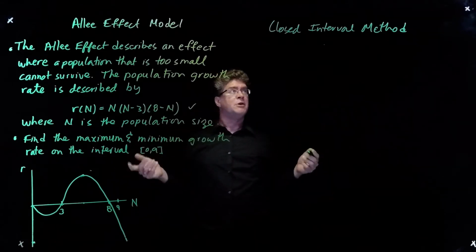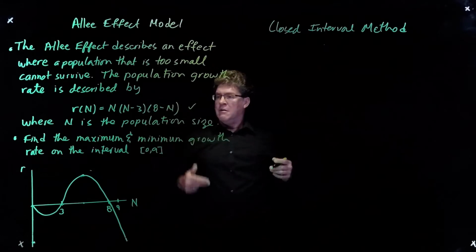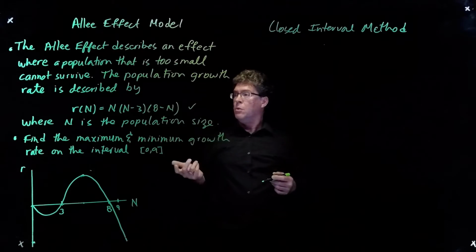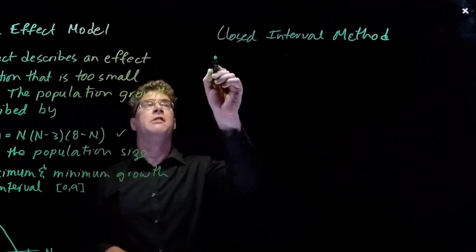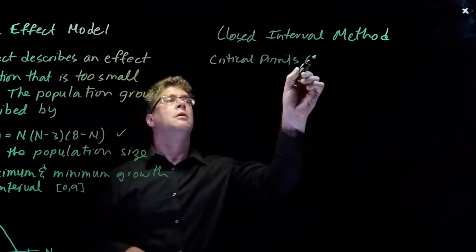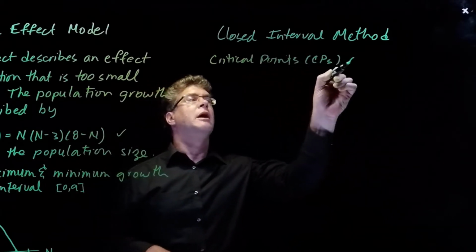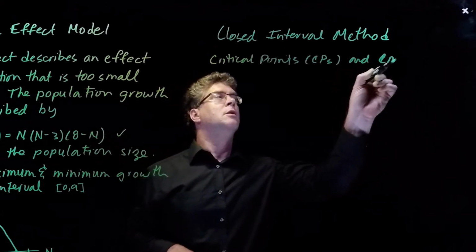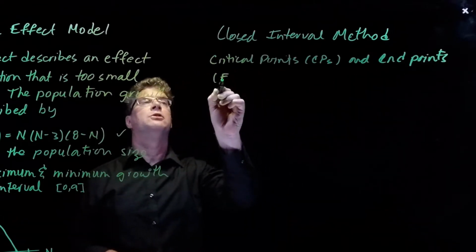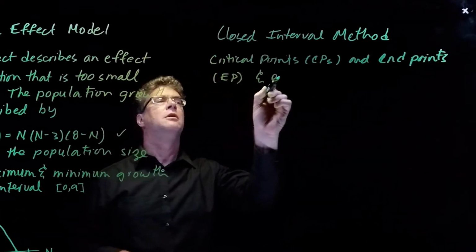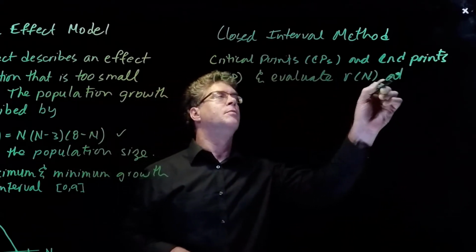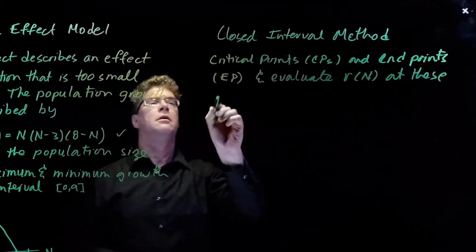So we want to use the closed interval method because our function is a continuous function defined on a closed interval. And so what we can do then is we look at the critical points and the endpoints. And then we evaluate the function at these points to find the global max and the global min.